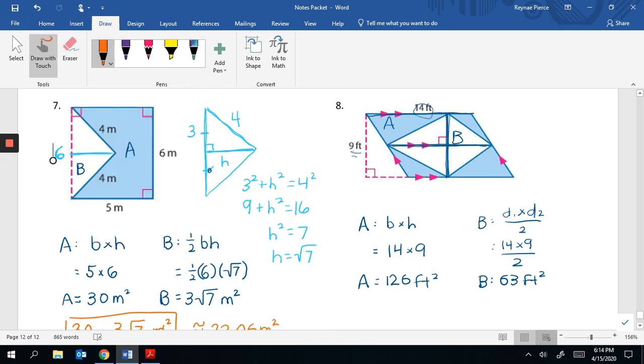Okay, and again, we take the big shape minus the little shape. And that tells me that the area of that shaded region is 63 square feet.